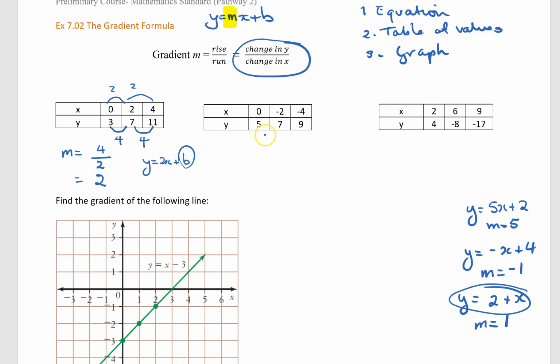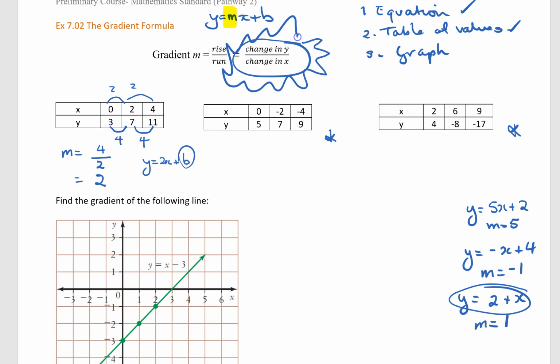So, you've seen, given an equation, how to get the gradient. It's the number in front of the x. Given a table of values, how do we get the gradient? It's the difference in the y over the difference in the x. I'm actually going to leave these two, and I'm going to talk about those in class. So I'll be hoping that when I ask, how do we do this, you have all learnt this now.